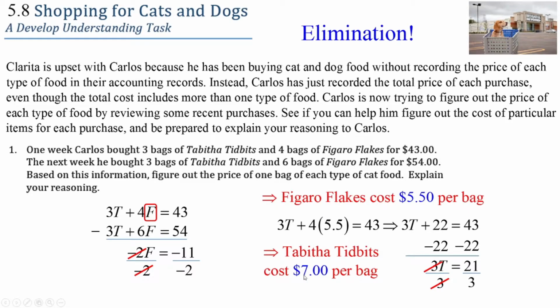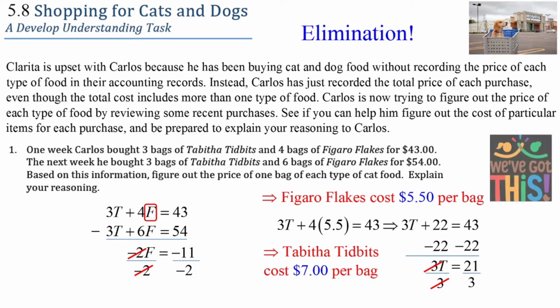All right? So if I remember right, didn't they say the Figaro Flakes was the more expensive cereal earlier? They must have changed things up. Interesting. All right, and that's how we can help Carlos out to convince Clarita of the cost of each type of dog food or cat food. We've got this.